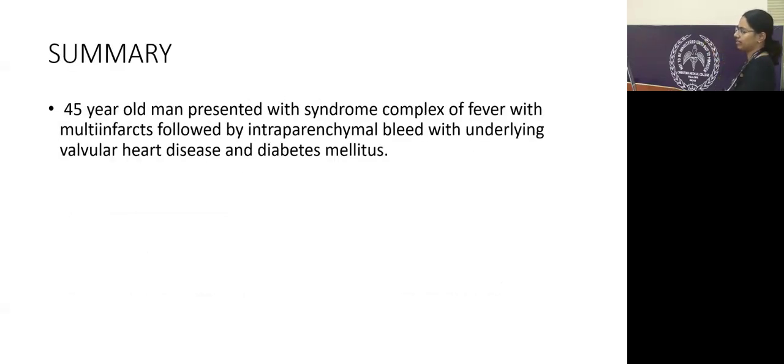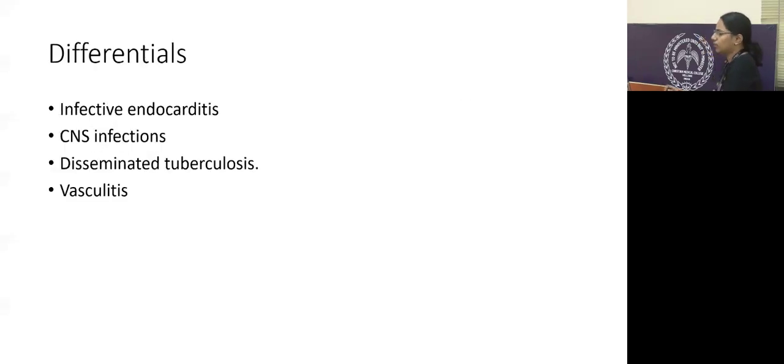So, summarizing: a 45-year-old man presented with a syndrome complex of fever with multiple infarcts followed by intraparenchymal bleed, with underlying valvular heart disease and diabetes mellitus. The differentials we considered initially were infective endocarditis, CNS infections, disseminated tuberculosis and vasculitis.